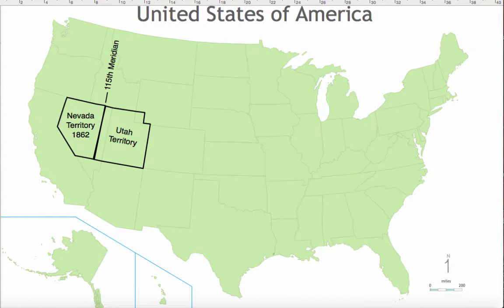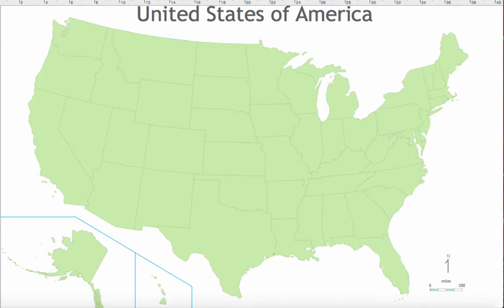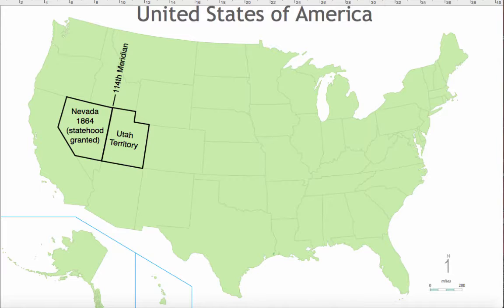Next, we have Nevada in 1862. At this point, the Civil War had kicked off, and the United States government was looking for control of the silver and gold deposits found in the Nevada Territory. So they took this area and moved the eastern border further east in order to claim more of those deposits. But that wasn't the end of it. After Nevada became a state, the United States government moved it even further to the 114th meridian. And that's where the final eastern side of the border was set.